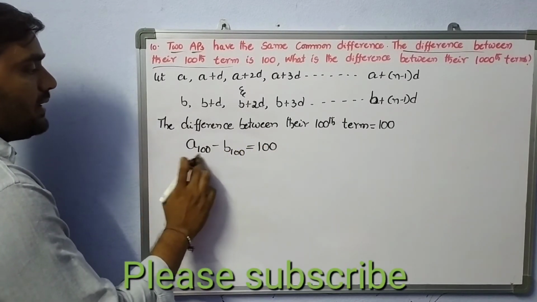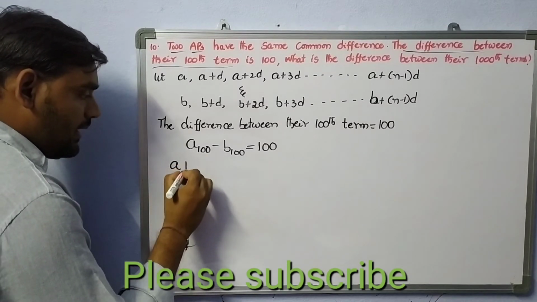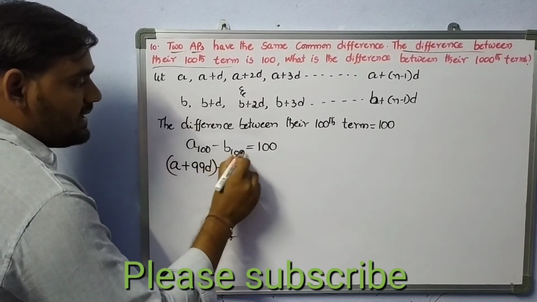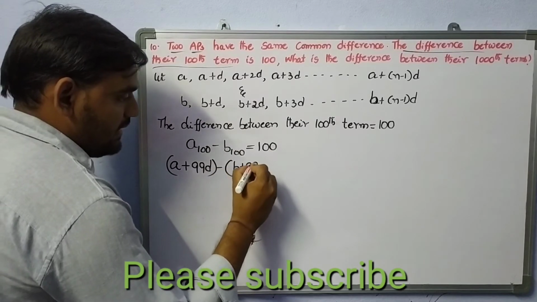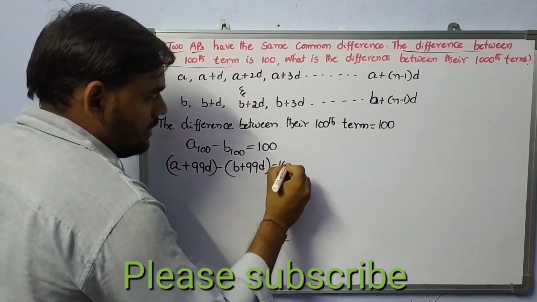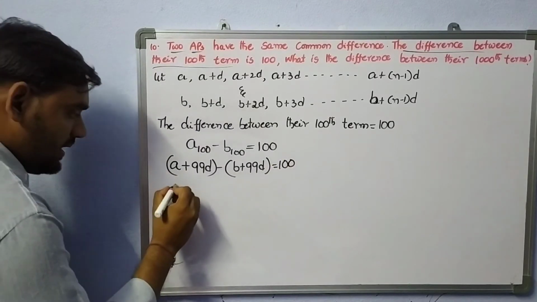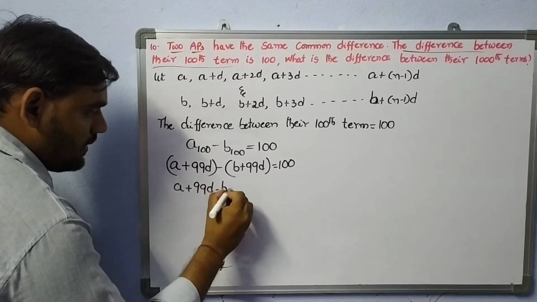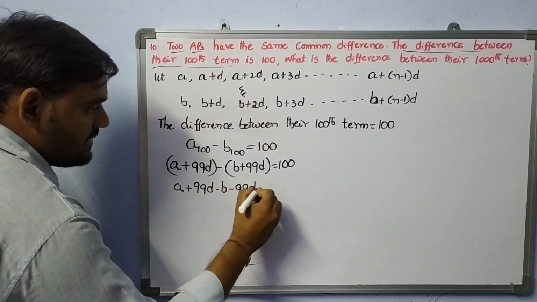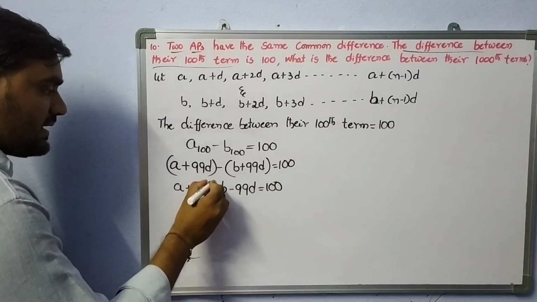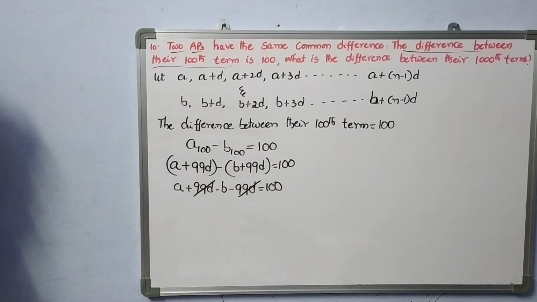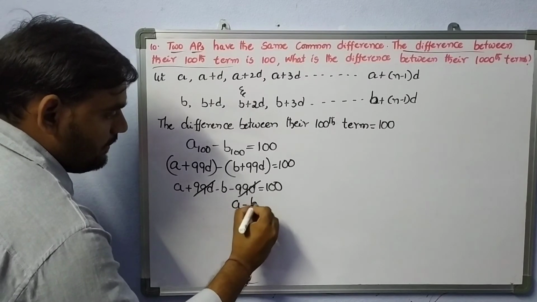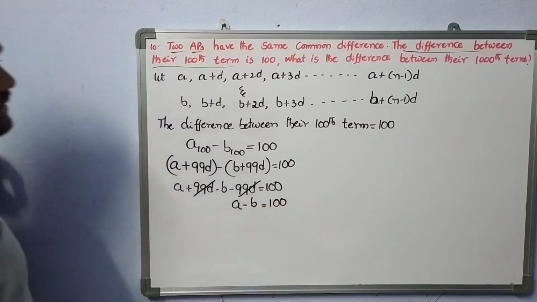Now the a100th term we can write as a plus 99d, minus b plus 99d, is equal to 100. Now this can be written as a plus 99d minus b minus 99d is equal to 100. So plus 99d minus 99d gets cancelled. So we got here a minus b is equal to 100. Is it clear or not?